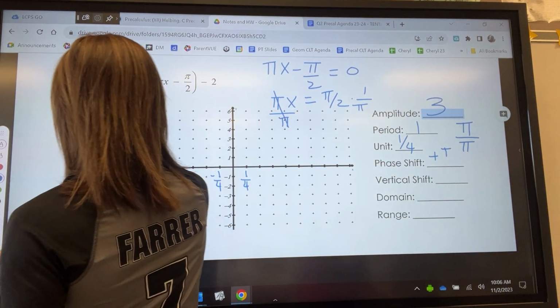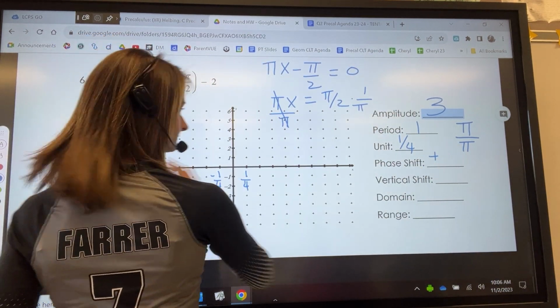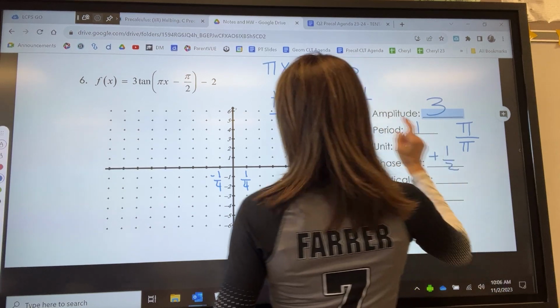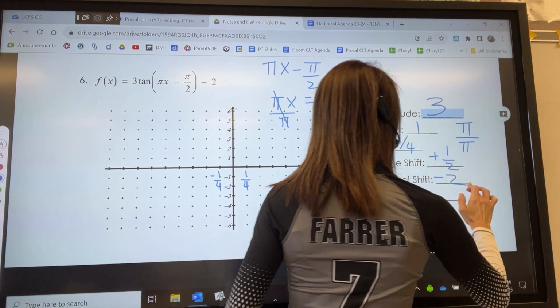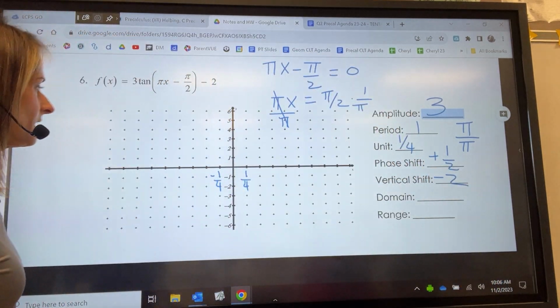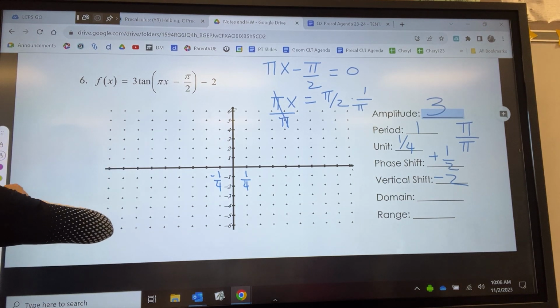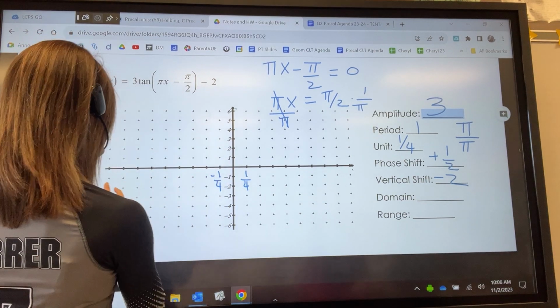What am I doing? Vertical shift -2. So I'll go ahead and draw in that midline first. -2.